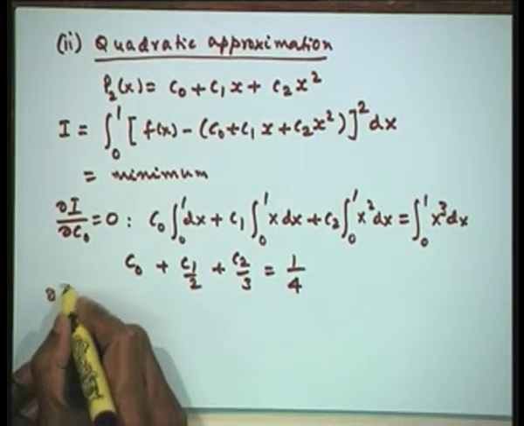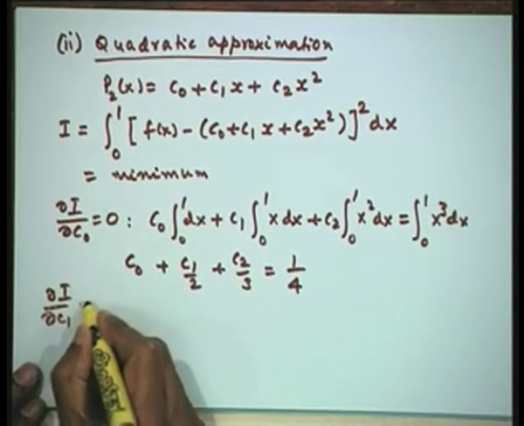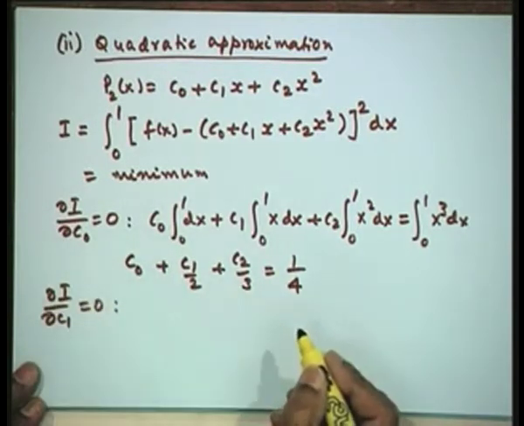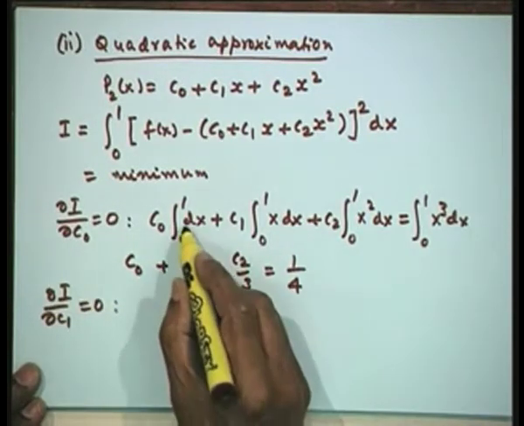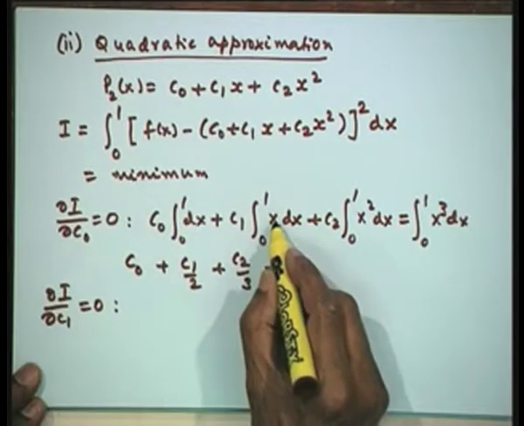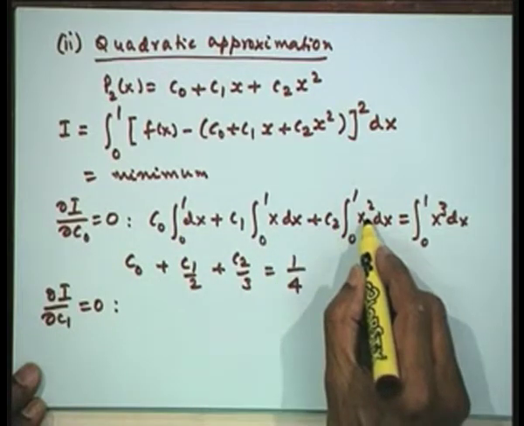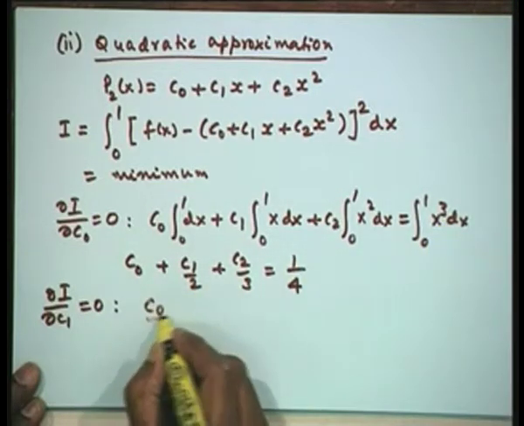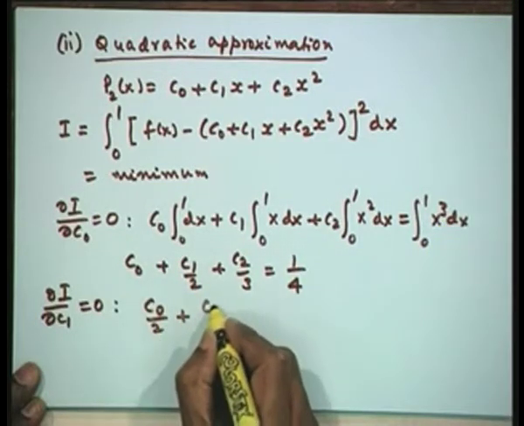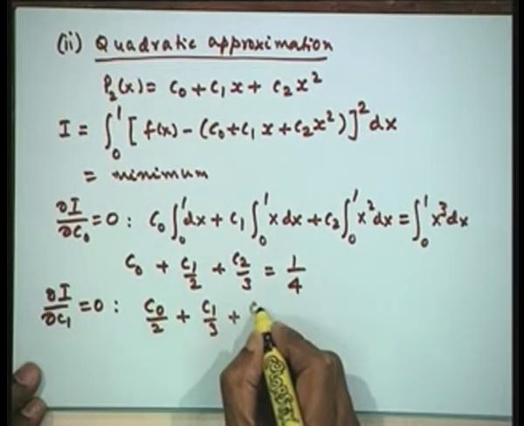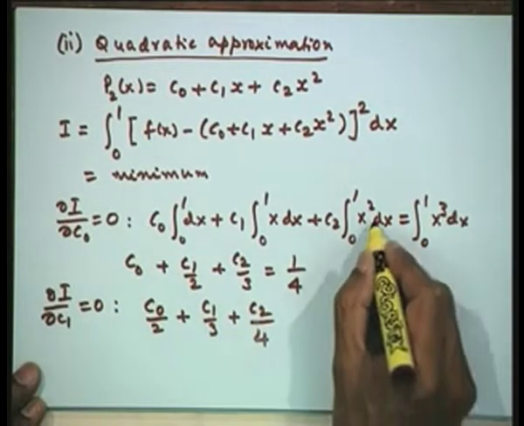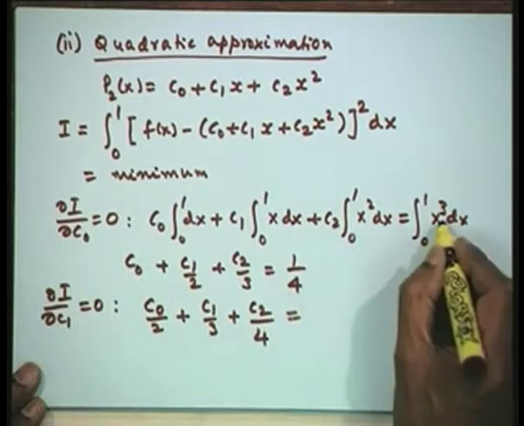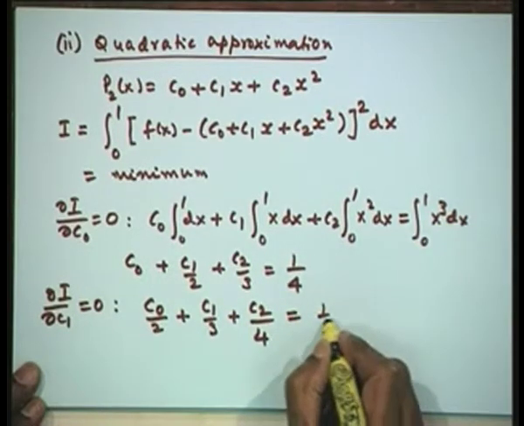Now, if I set delta by delta c 1 is equal to 0, now I will have a product with x here, I will have x square here, I have x cubed here and x to the power of 4 here. Therefore, we would simply get c naught by 2, c 1 by 3, c 2 by 4, this is x cubed, therefore x 4, this is x 4, therefore I will have 1 by 5.